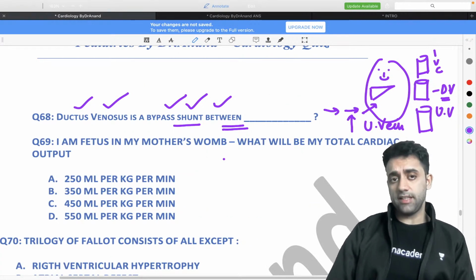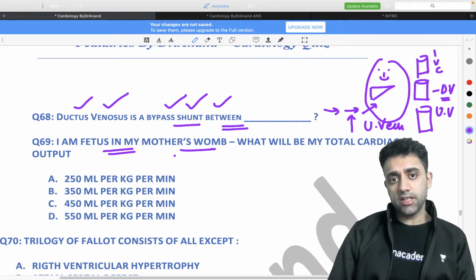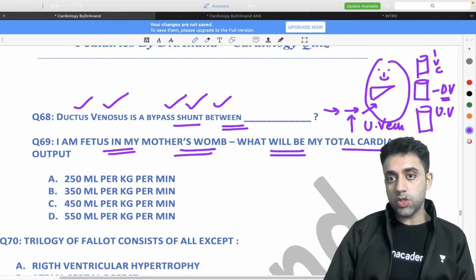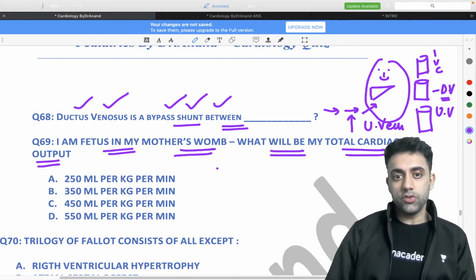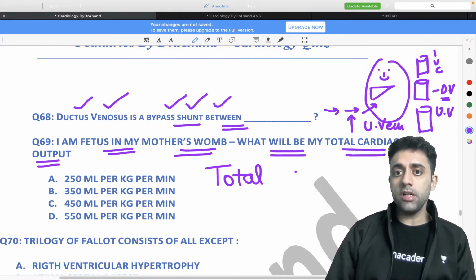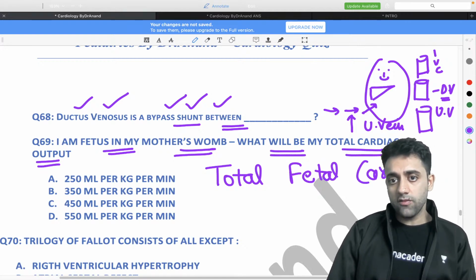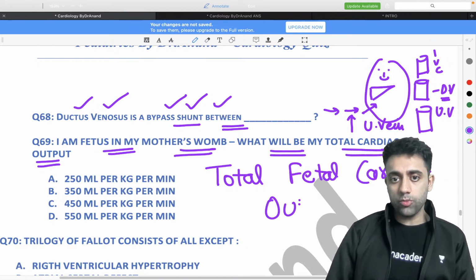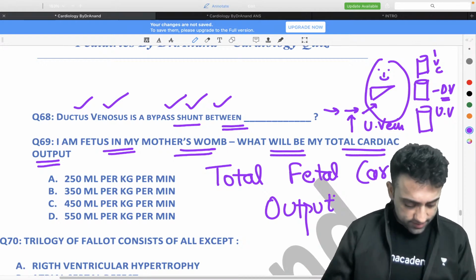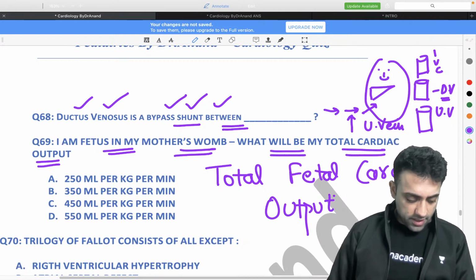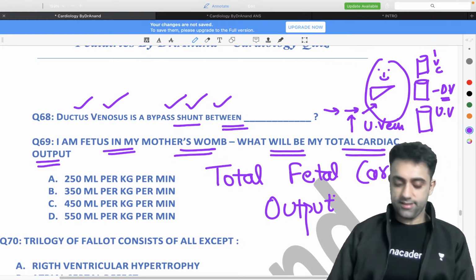Question number 69. I am a fetus in my mother's womb. What will be my total cardiac output? Can anyone help me? What is the normal total fetal cardiac output? Anyone? What is the total fetal cardiac output? Normal? Any random guesses? Raghuvansh, Deepak, Kalpana, Rachna, Vaidehi, Sarika, Savan and Priya. So, yes, the best answer.